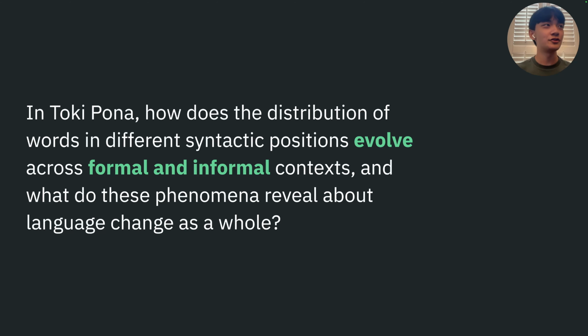So my research question is just this. In Toki Pona, how does the distribution of words in different syntactic positions evolve across formal and informal contexts? And what do these phenomena reveal about language change as a whole?